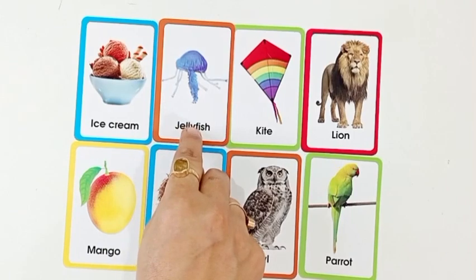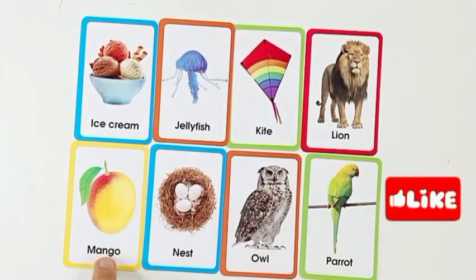I for ice cream. J for jellyfish. K for kite. L for lion. M for mango. N for nest. O for owl. P for parrot.